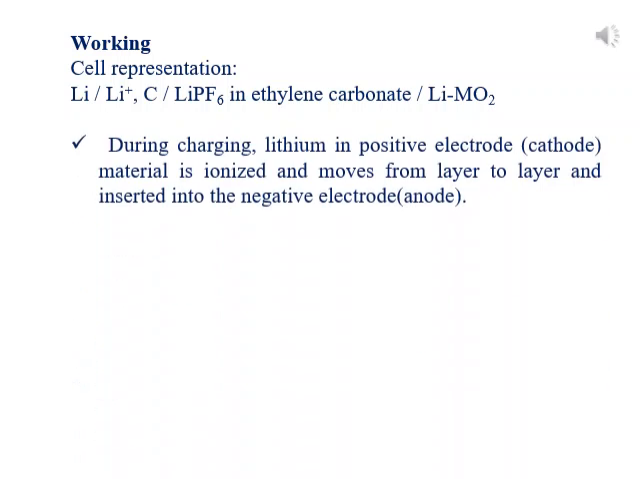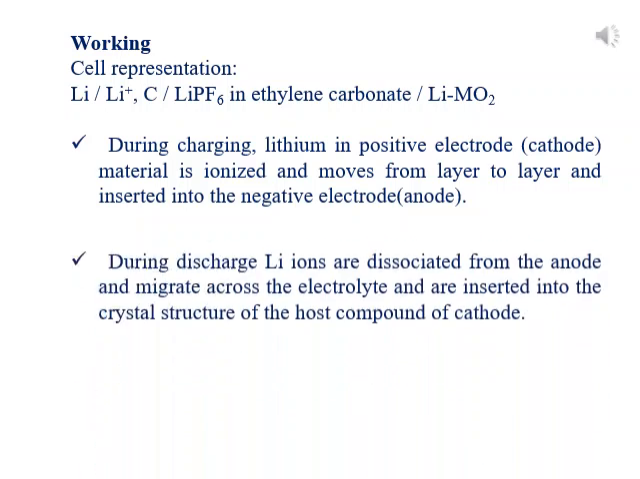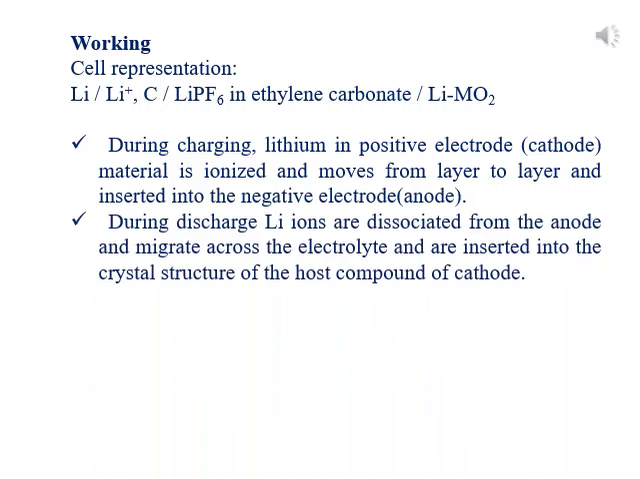During charging, lithium in positive electrode, that is cathode material, is ionized and moves from layer to layer and is inserted into the negative electrode, that is anode. During discharge, lithium ions are dissociated from the anode and migrate across the electrolyte and are inserted into the crystal structure of the host compound of cathode.